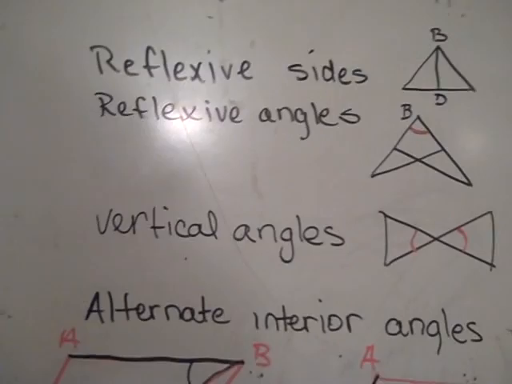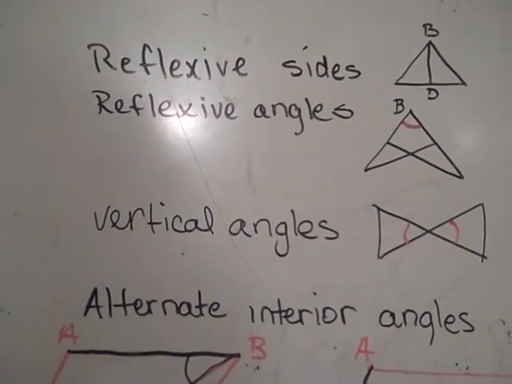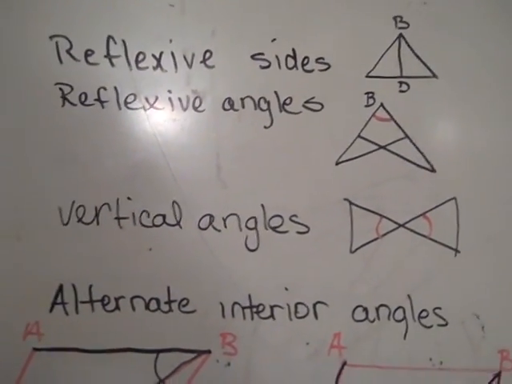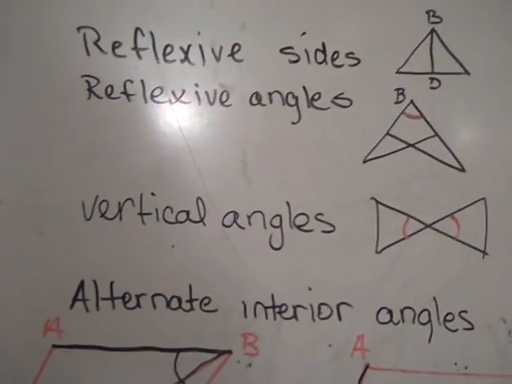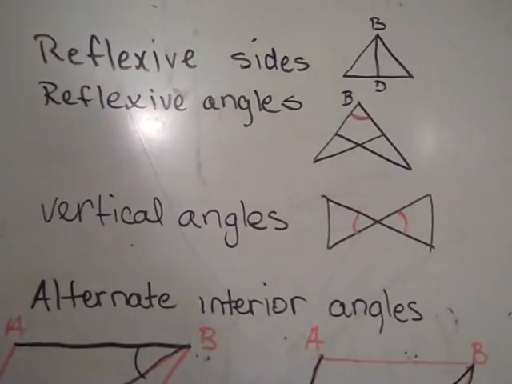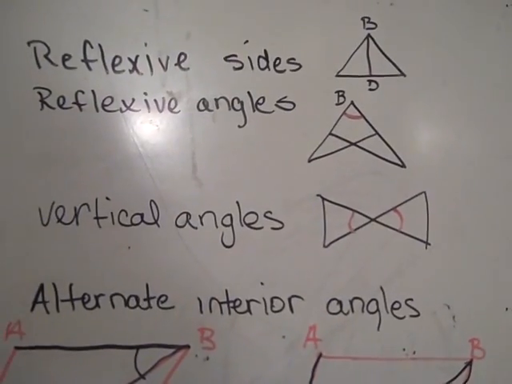Reflexive angles, same situation, but an angle. That one particular angle shows up in both of the triangles that you're working with. I've also given a visual representation of that.